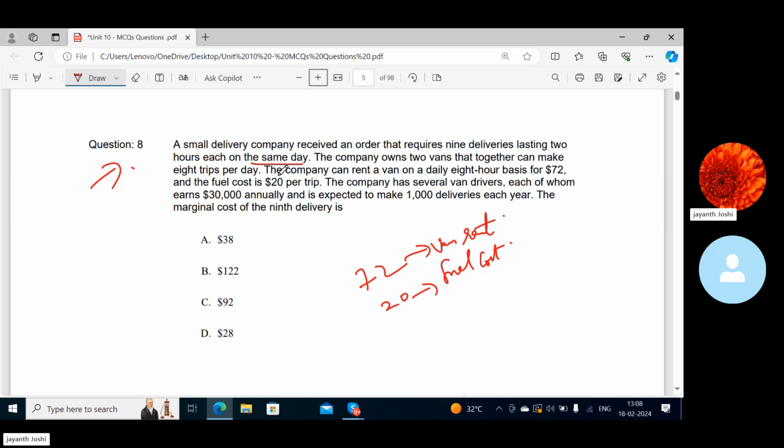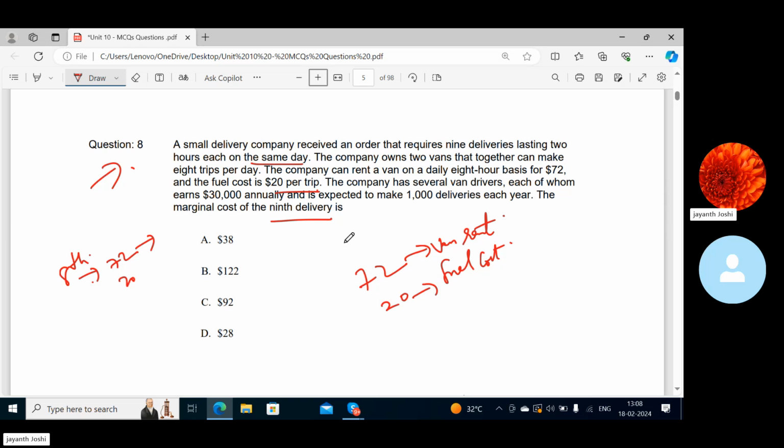So definitely, the company can rent a van on a daily 8-hour basis for $72. Now for the 8th delivery they are going to do, what is the cost they're going to incur? $72 for the van rent for the whole day, and $20 fixed cost per trip, right?